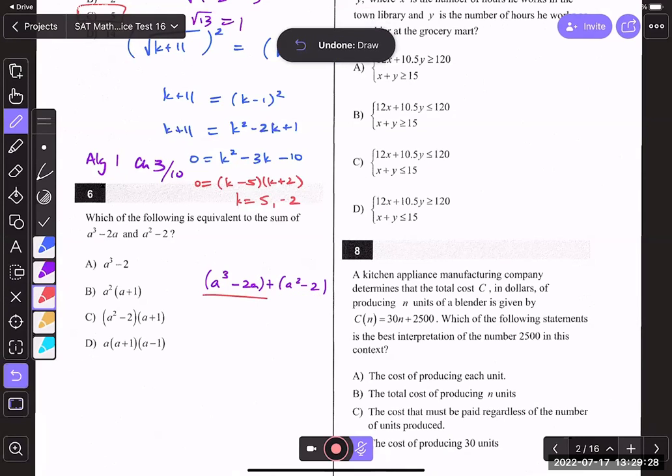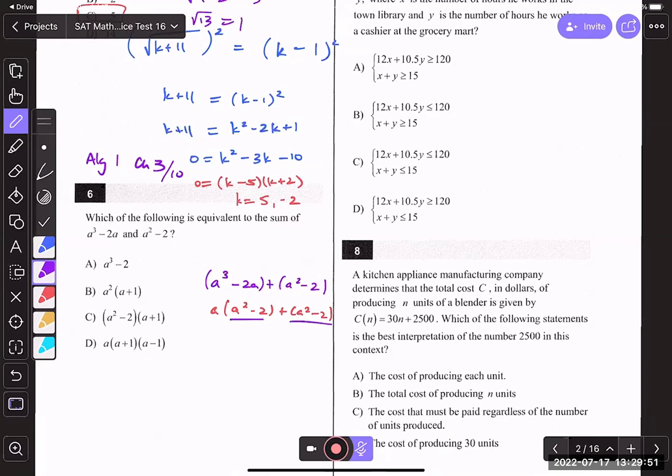A cubed minus 2a? Oh, yeah, a cubed, sorry. Okay. So that becomes a times a squared minus 2 plus a squared minus 2. And then I think you can also get rid of a... Actually, never mind. I don't think you get rid of the 2. Yeah, there's not anything you can do with that.